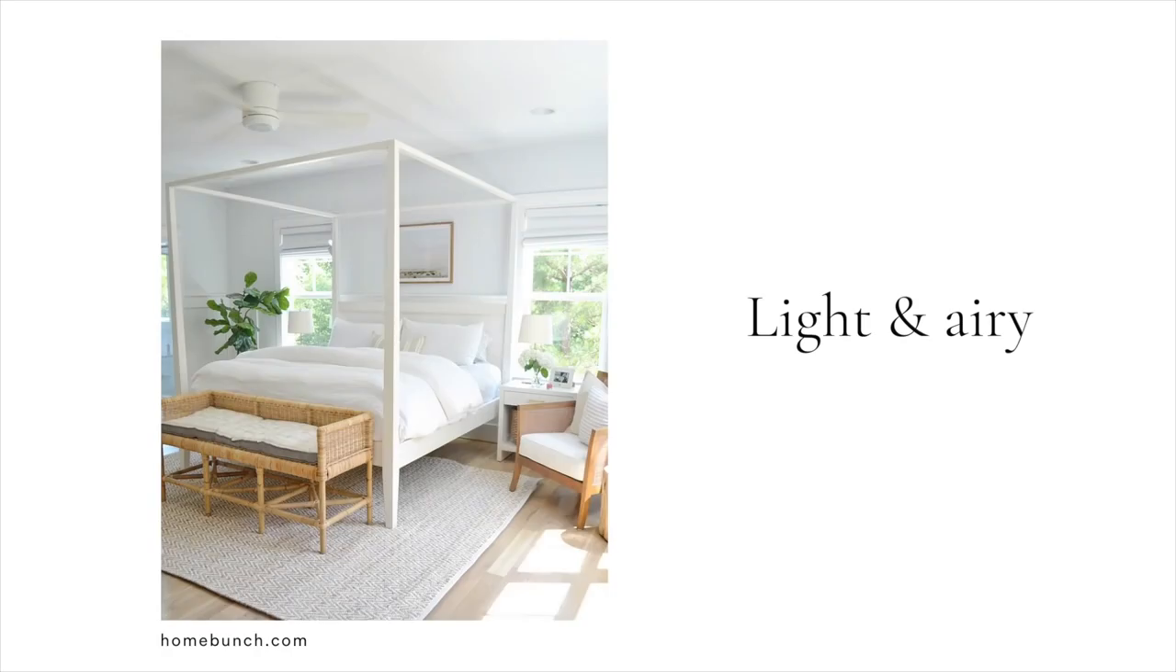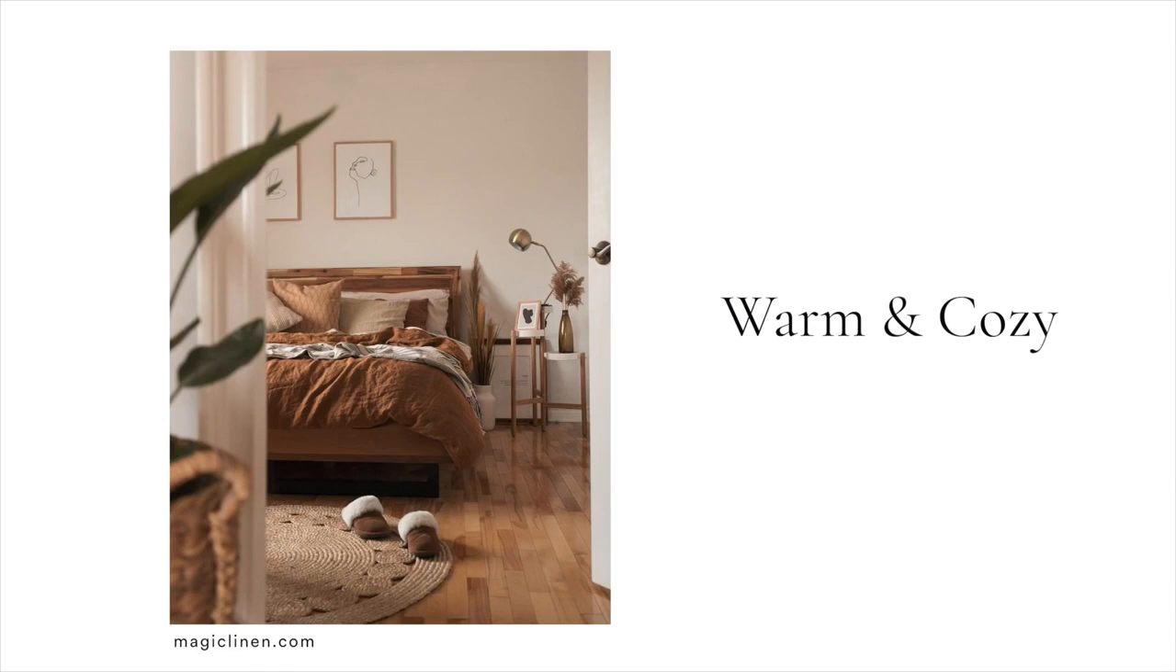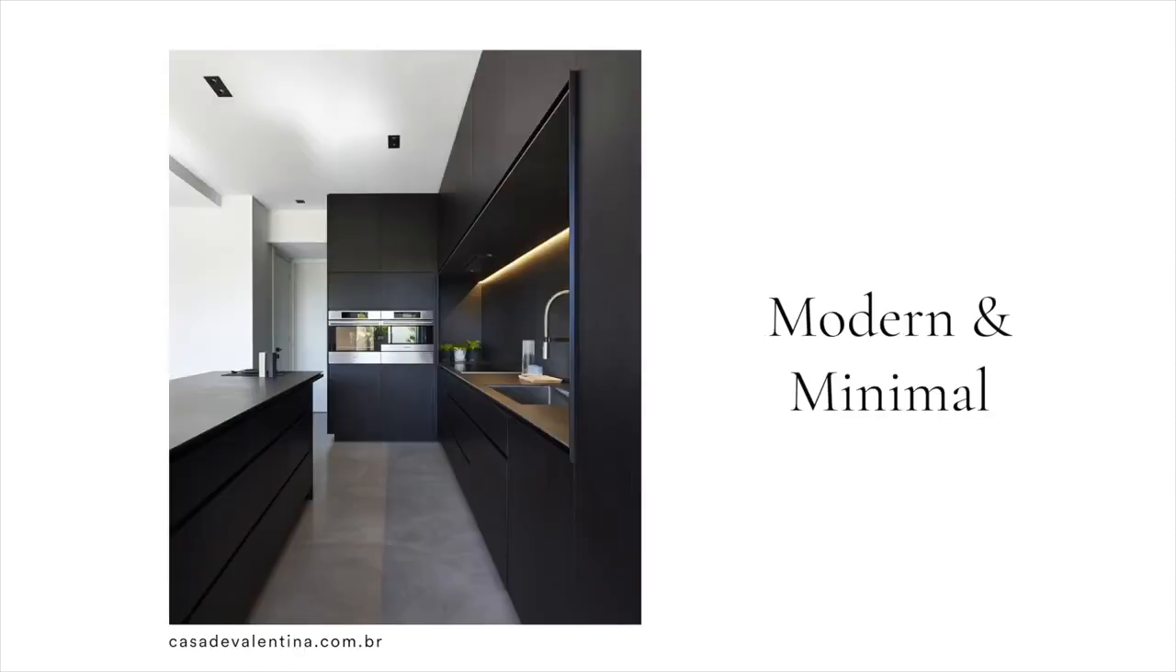What I like to do when I'm choosing paint color for a space is really think about the overall vibe I want the room to portray. You can have a lot of different vibes. There can be a light and airy feeling. You can have more of a moody, dramatic feeling. You could have a warm and cozy feeling. You can have a super modern and minimal feeling. There's a ton of different aesthetics that you can go for.